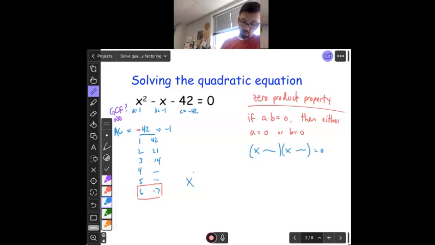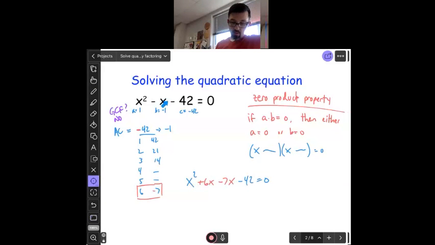So we rewrite the problem. We bring our x squared down. But now I have plus 6x and minus 7x. So make sure you're putting those x's on those numbers. And then the minus 42. And that's still equal to 0. Don't drop your equal sign off. Okay? So we took the negative x and we broke it apart in a very special way, a unique way.